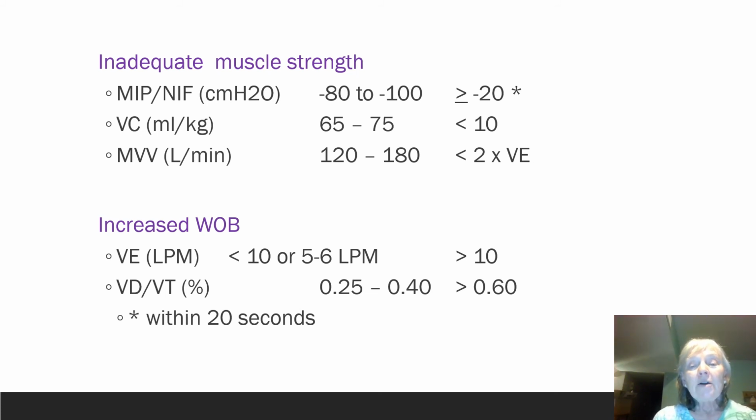Support required if your dead space is greater than 0.60. Okay, so if you have a lot of dead space, there's not a lot happening in the way of perfusion at this particular point in time. You have a lot of wasted ventilation. So anytime your dead space is greater than 0.60, this is something you want to think about at this point, okay, because it is a requirement for support.